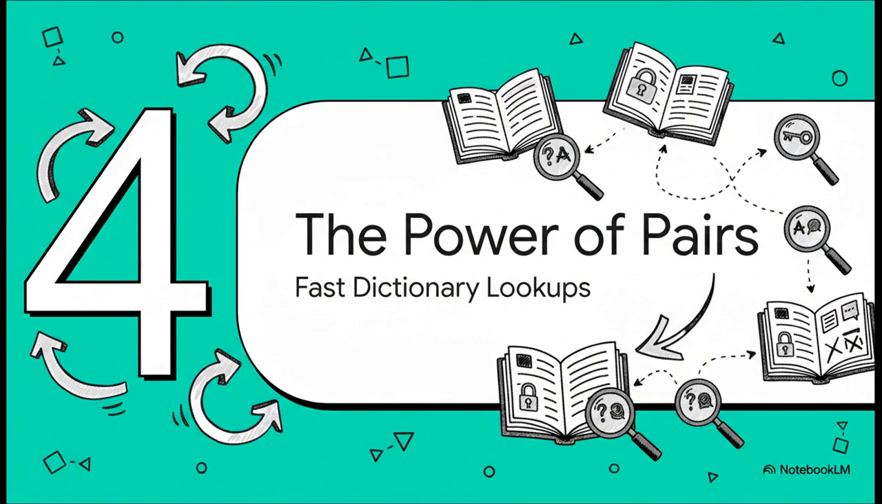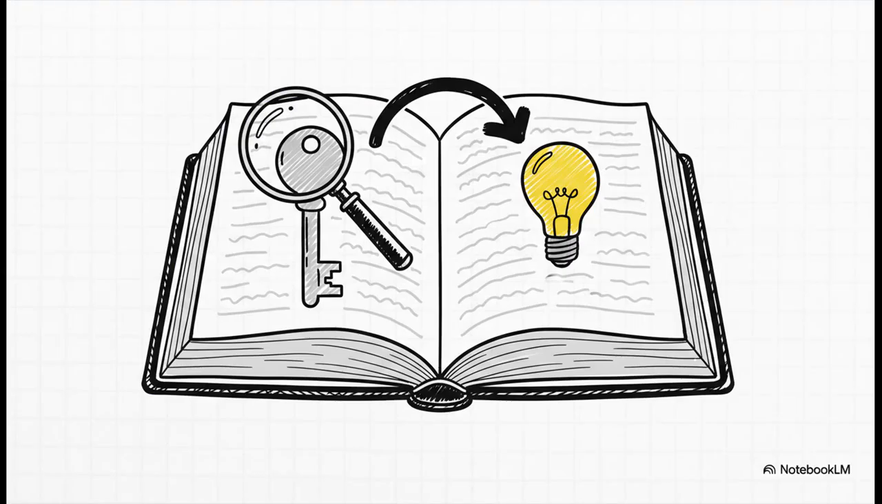Welcome to section 4, the power of pairs, where we're going to unlock the lightning-fast lookup power of dictionaries. To get your head around a Python dictionary, just picture a real physical dictionary on your shelf, right? If you want to find the definition of the word serendipity, you don't start at page 1 with aardvark and read the whole thing. Of course not. That would be insane. You use the word itself to jump straight to the right page.